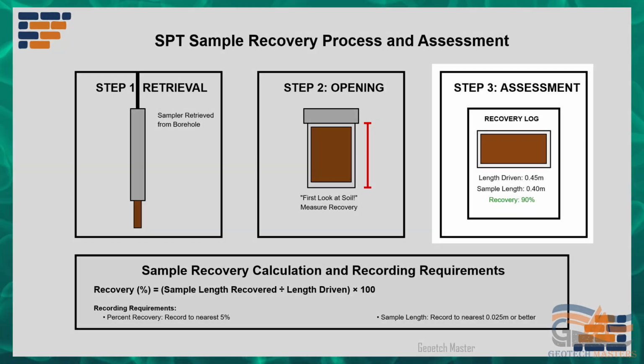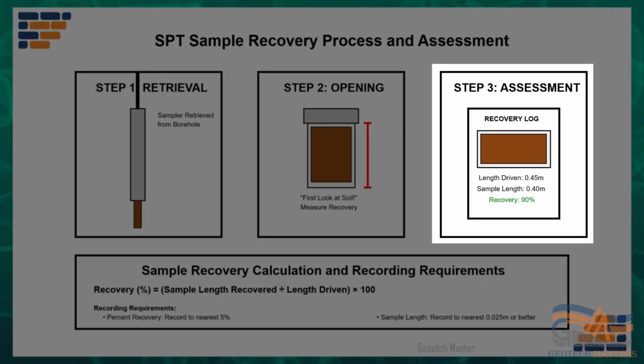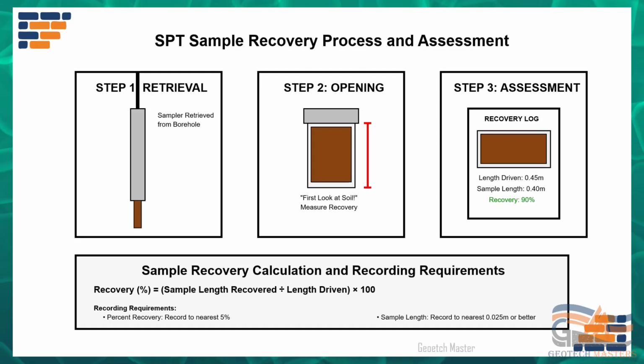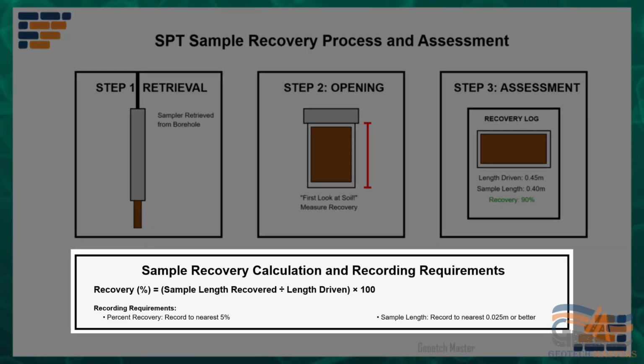Once the sampler is open, it's essential to record the percent recovery to the nearest 5%, or the length of the sample recovered to the nearest 0.025 m or better. This information gives us an immediate indication of how much soil we managed to collect relative to the length the sampler was driven. A good recovery rate is always desirable.